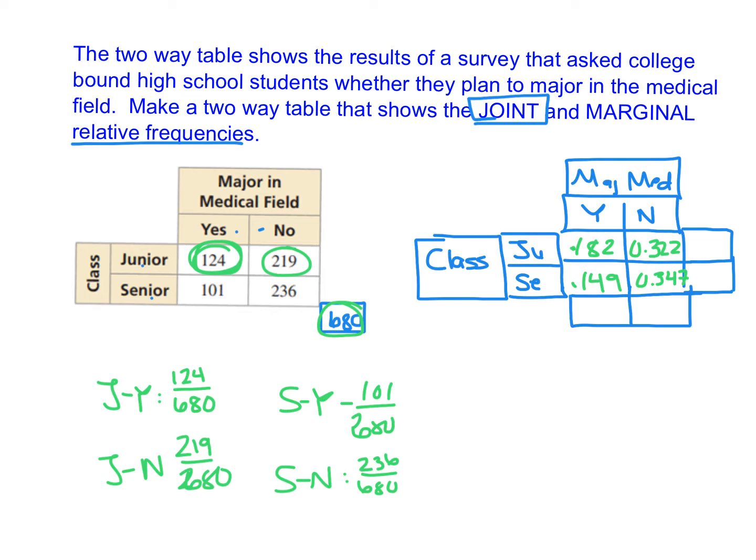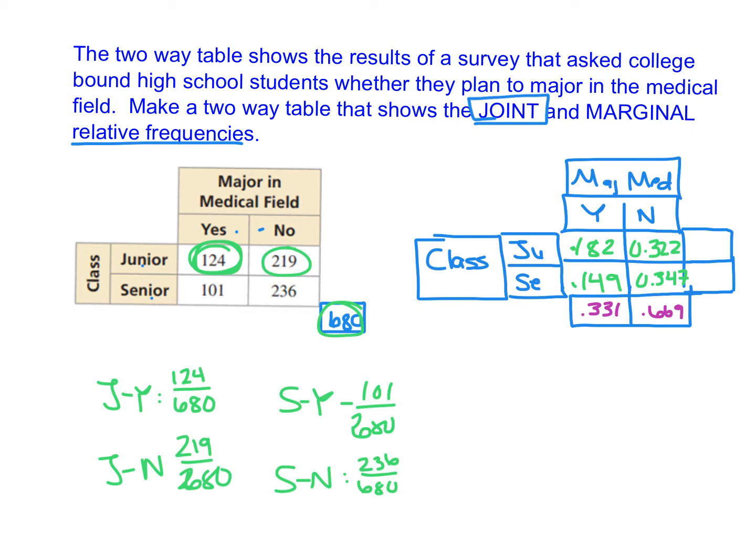Now, to find my marginal frequencies, I'm going to add straight down in each category and add straight across in each category so that I can find the relative frequencies for just one category. So if I take 0.182 plus 0.149, I find that 0.331 or 33.1% of students plan to major in the medical field. Then we have 0.322 plus 0.347, which gives me 0.669, so 66.9% of students do not plan to major in the medical field.